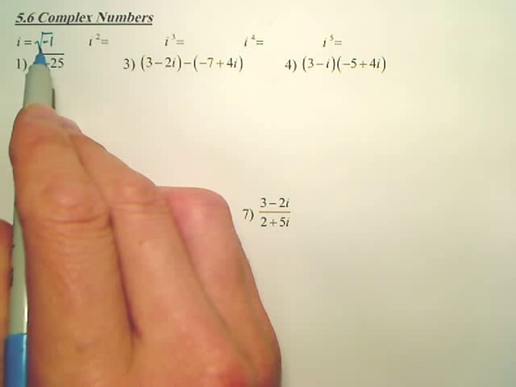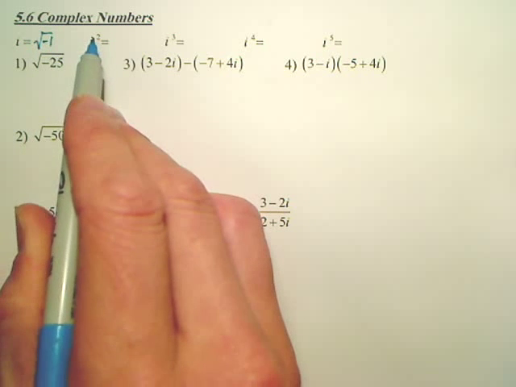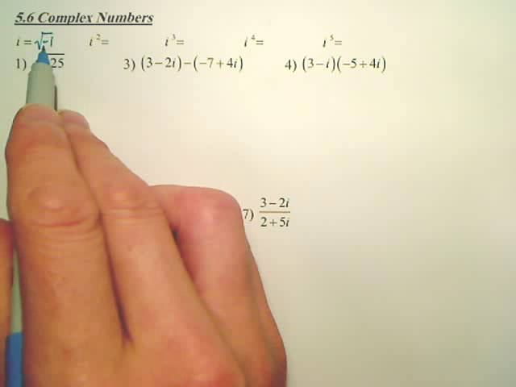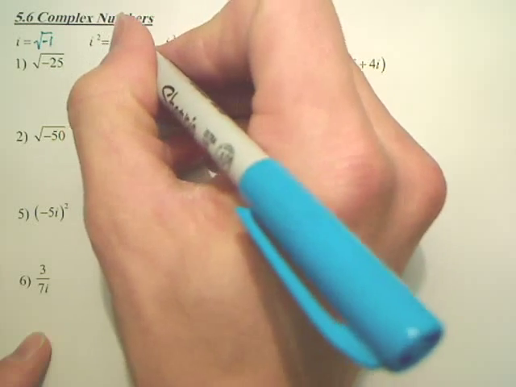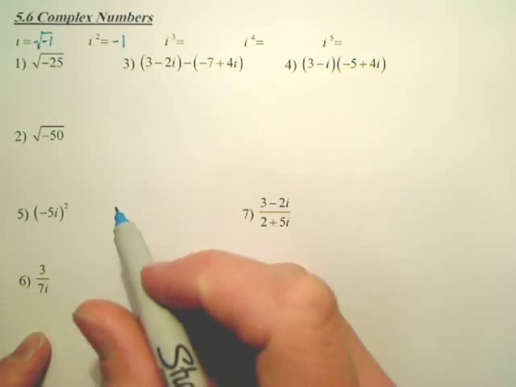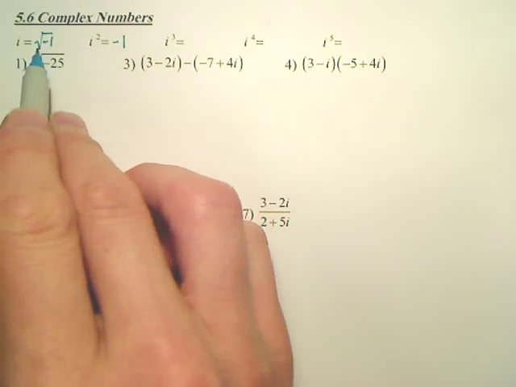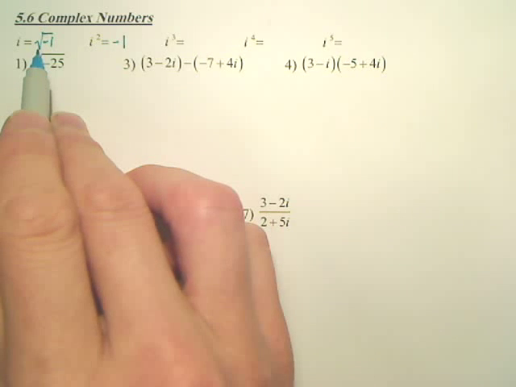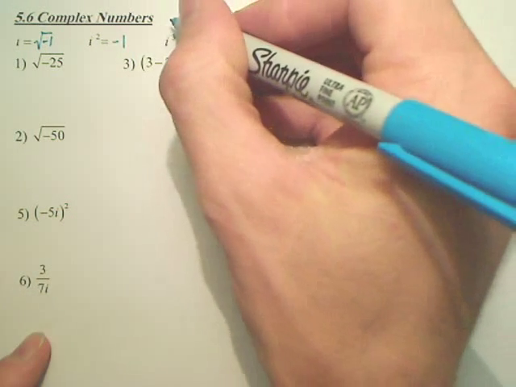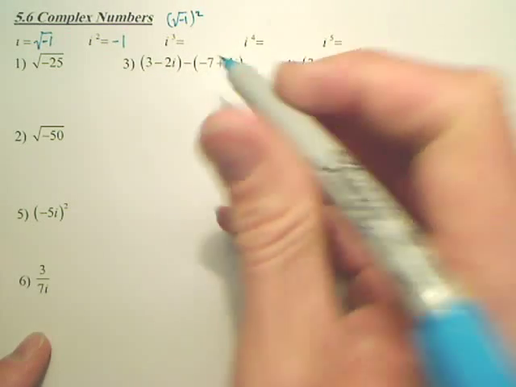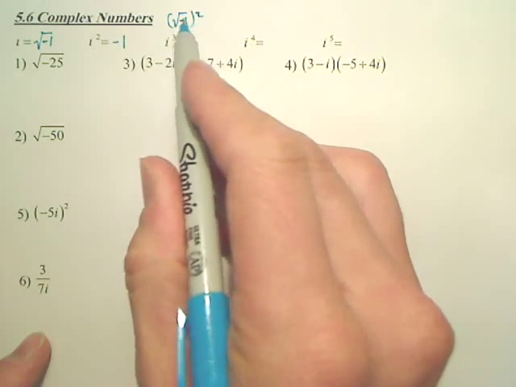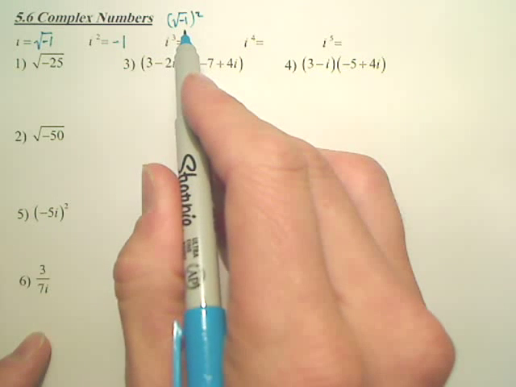So what happens if I square i? Well, what's a square root squared? Doesn't that drop the square root off, leaving you simply with -1? When you square a square root, it drops off, meaning the square root of -1 squared. Doesn't that mean the square dropped off the square root, leaving the -1 inside?